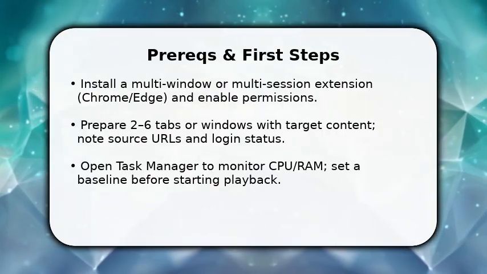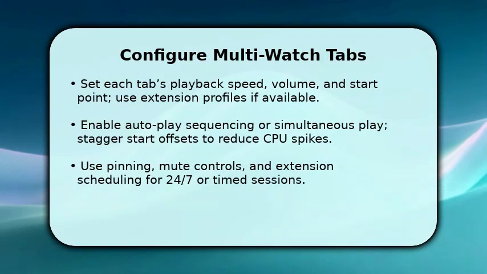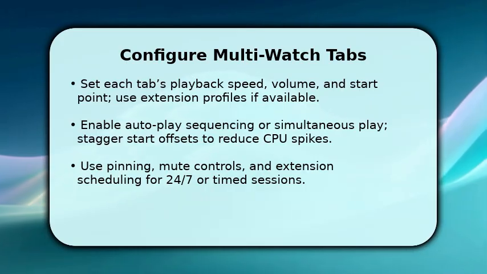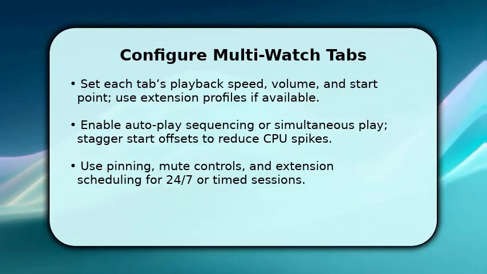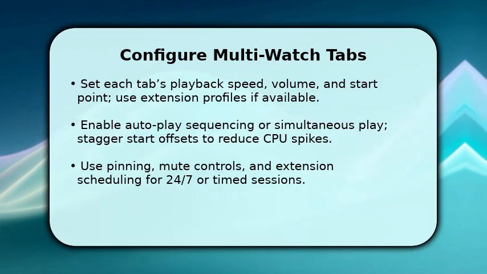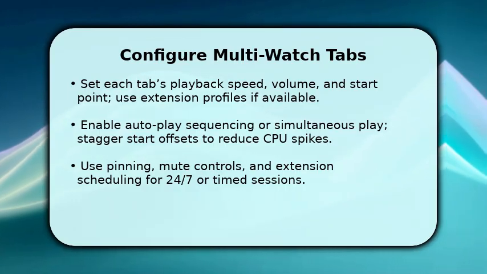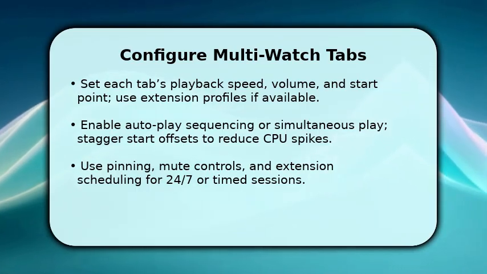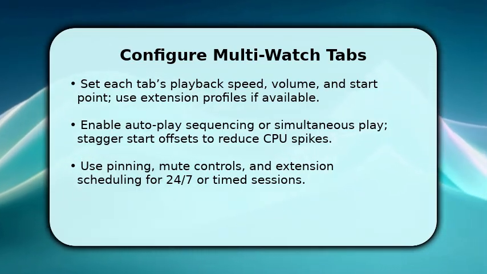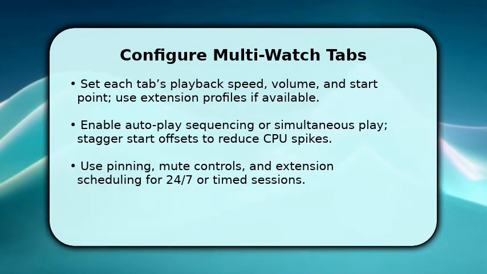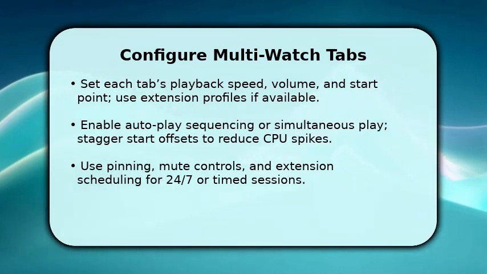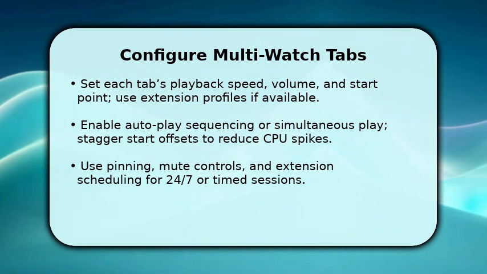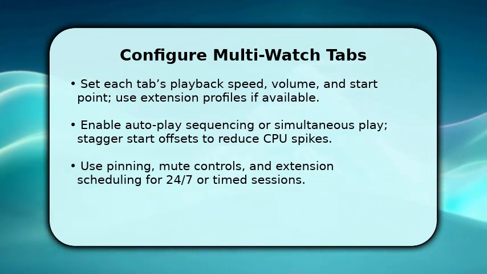You now configure playback per tab. Set speeds, volumes, and precise start points to match desired watch time goals, and save these as profiles if the extension supports them. Next, choose whether to run tabs sequentially or simultaneously. If you run multiple at once, stagger their start offsets by a few seconds to avoid CPU spikes. Make sure to pin important tabs and mute unnecessary audio. Then create a schedule within the extension or Windows Task Scheduler for unattended sessions, so watch time accumulates.